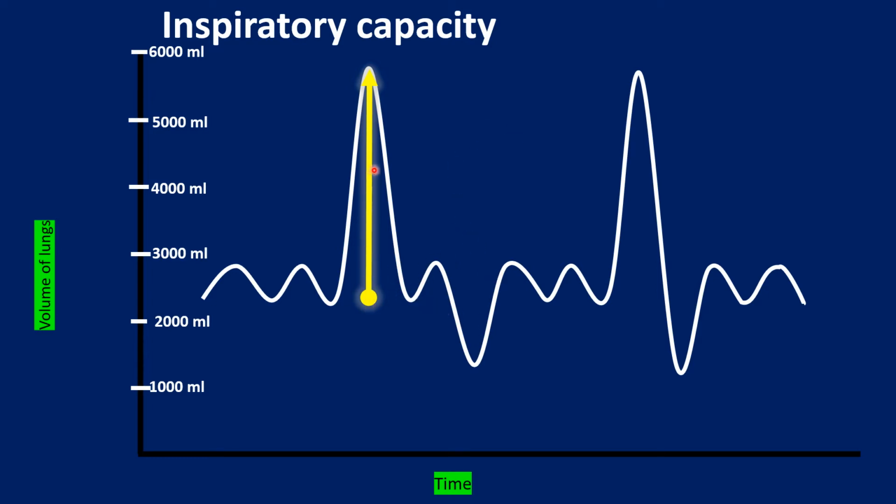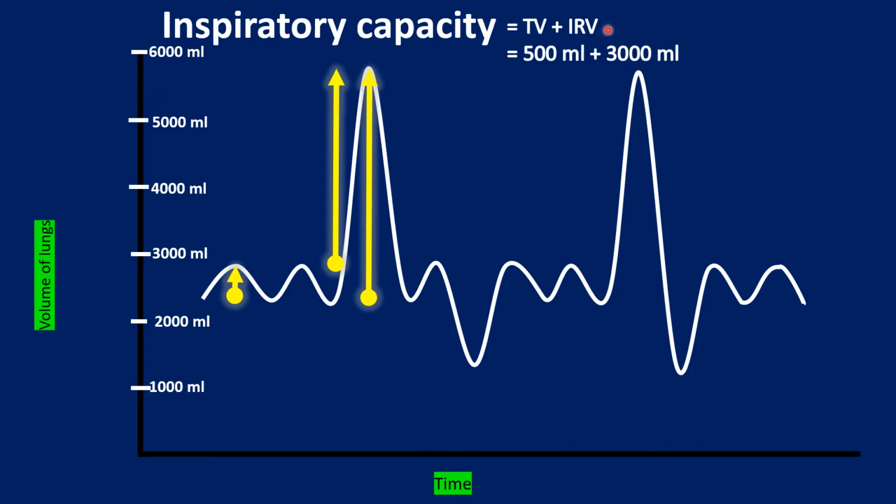When we look at this diagram, we realize that inspiratory capacity is composed of the tidal volume and the inspiratory reserve volume. When we add the tidal volume and the inspiratory reserve volume, we get the inspiratory capacity. So it is calculated as the sum of tidal volume and inspiratory reserve volume, which equals 500 milliliters tidal volume plus 3000 milliliters inspiratory reserve volume. That sums up to 3500 milliliters. So the inspiratory capacity of a human lung is 3500 milliliters.